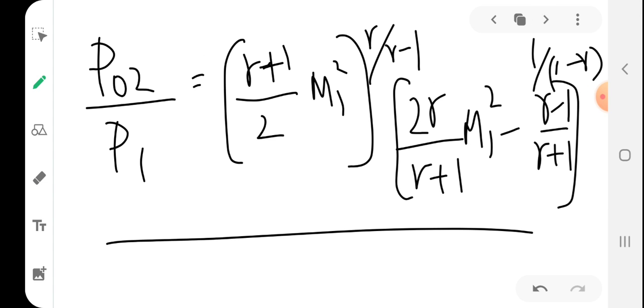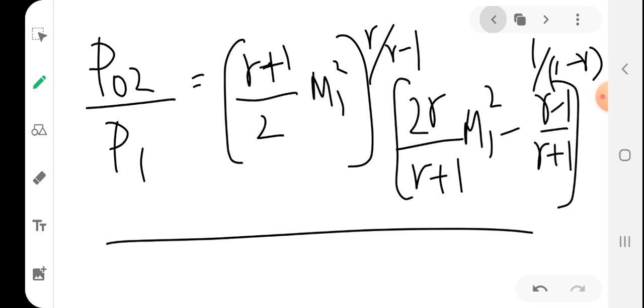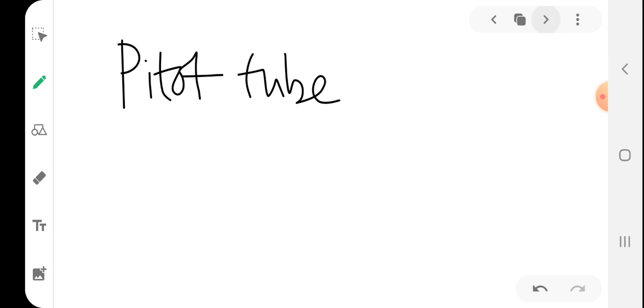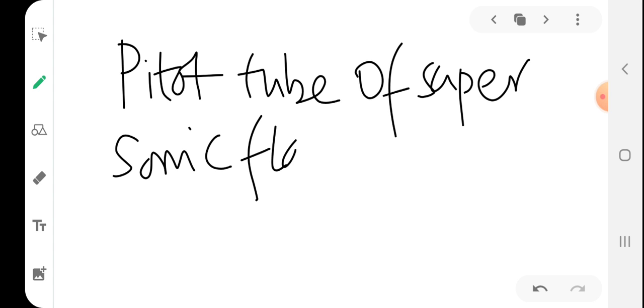So students, what is the importance of this particular equation? Okay, have you heard about pitot tube? Pitot tube is a pressure measuring device, right? So this equation can be used in pitot tube measurements of supersonic flow. So when pitot tube is used in supersonic flow, this equation has got its importance.